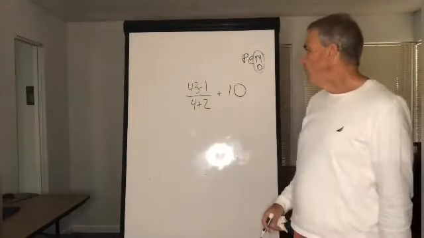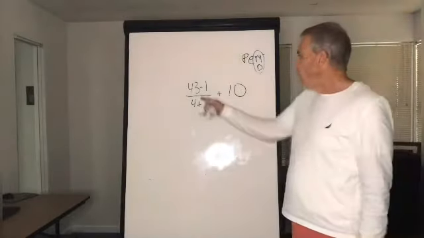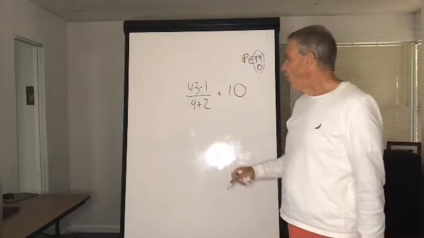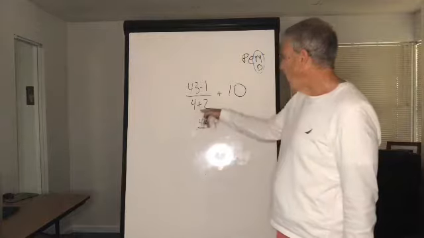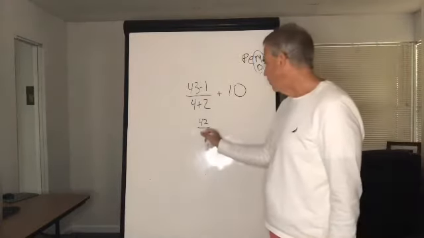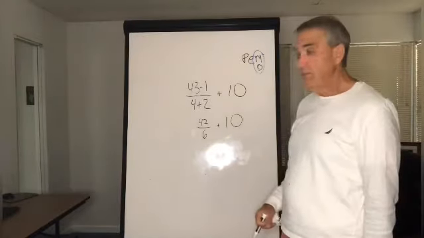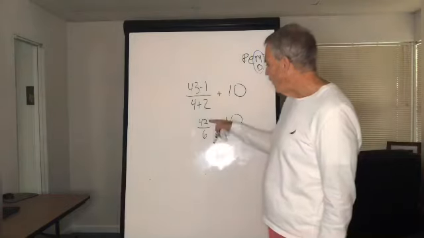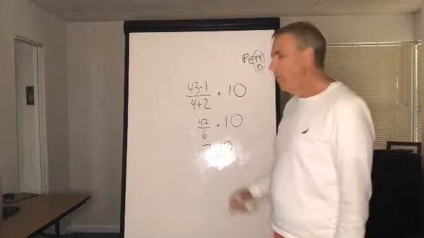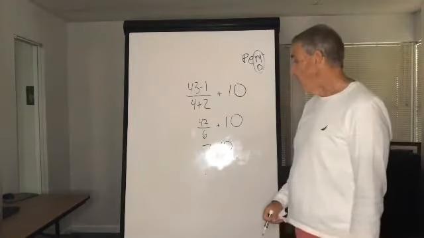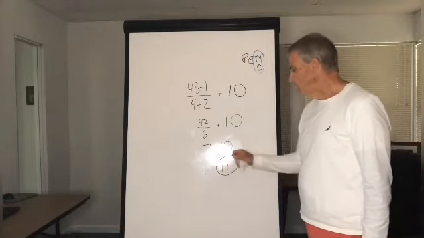All right, again, I'm not a fan of fractions. I get rid of my fractions. Before I can get rid of this fraction, I've got to go 43 minus 1, and that's 42. I got to add the bottom numbers together. 4 plus 2, that's 6. Now I am going to get rid of that fraction. 42 divided by 6, 7. And now add them together. 7 plus 10. That's not hard. 17. Okay.